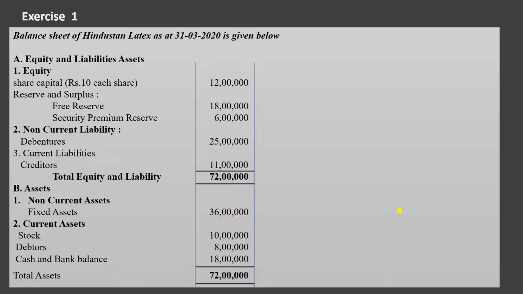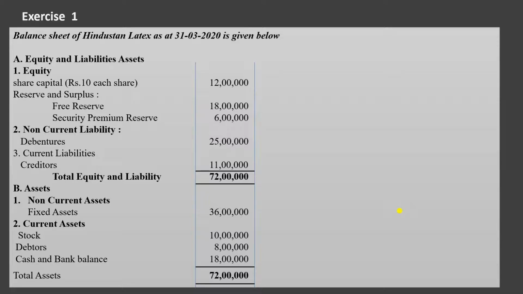A balance sheet is given of the Latex company on 31st March 2020. Equity and liabilities: share capital 12 lakh, free reserves 18 lakh, securities premium 6 lakh. Non-current liability is the debenture, 25 lakh. Current liability, creditors, 11 lakh. Total of equity and liabilities, 72 lakh.